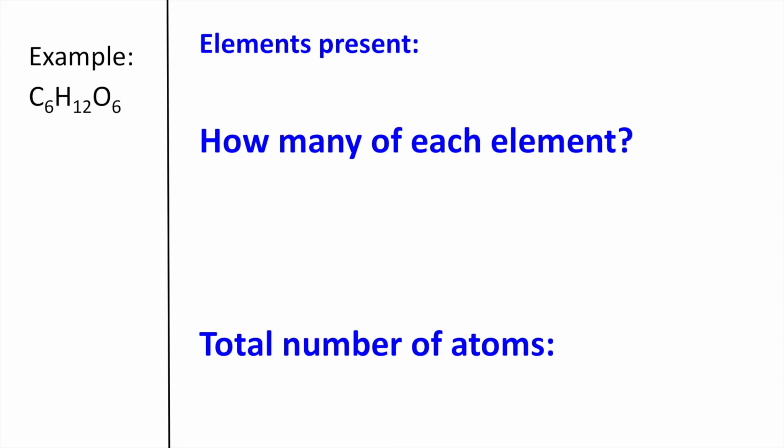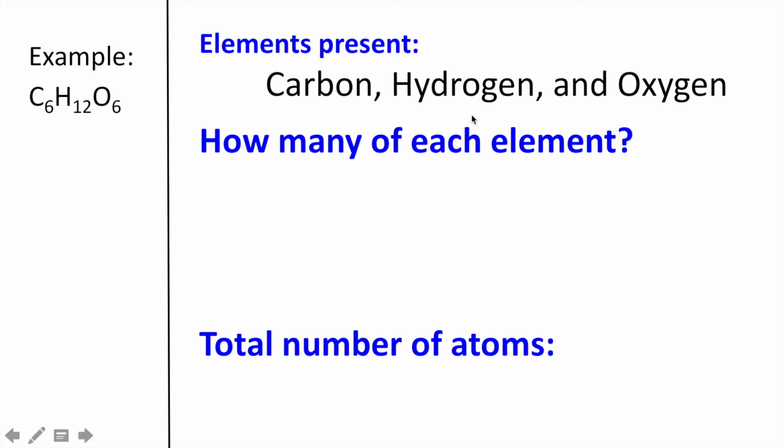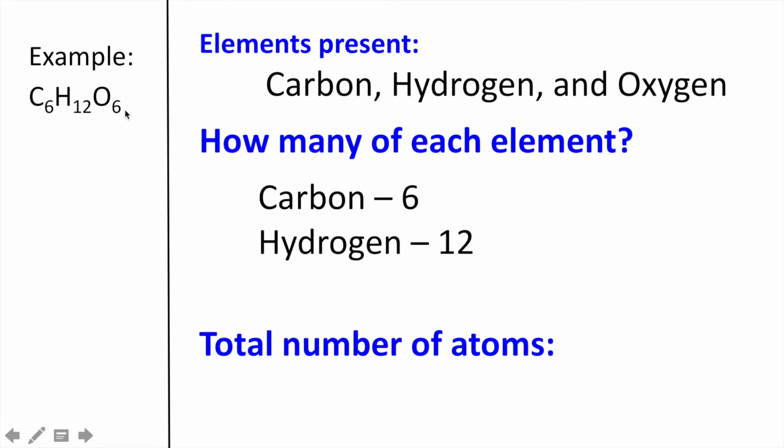Okay, so for the elements present, we see carbon, hydrogen, and oxygen. C is carbon, H is hydrogen, and O is oxygen. How many atoms of each element do we have? Well, we have 6 carbon, we have 12 hydrogen, and we have 6 oxygen. The total number is 6 plus 12 plus 6, so we have a total of 24 atoms in this compound.